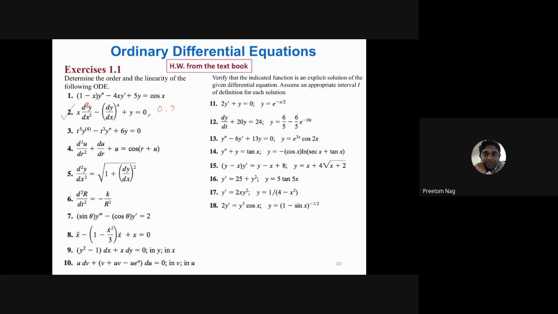Is it linear or non-linear? What do you think? No, it is non-linear. It's because here the power of dy by dx appears. Our definition of linearity and non-linearity was that for linearity there should be no product of dy by dx and its higher orders. But if you look here, there is a product of dy by dx four times. So that is not linear, it is non-linear. Is that clear for everyone?